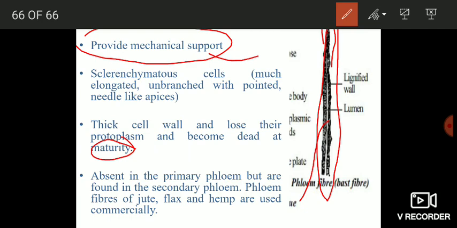The phloem fibers are absent in primary phloem but are present in the secondary phloem. You have to remember this. The phloem fibers are absent in primary phloem but they are present in the secondary phloem. And phloem fibers of some plants like jute, flax, and hemp are used commercially. They are used for some commercial purposes.